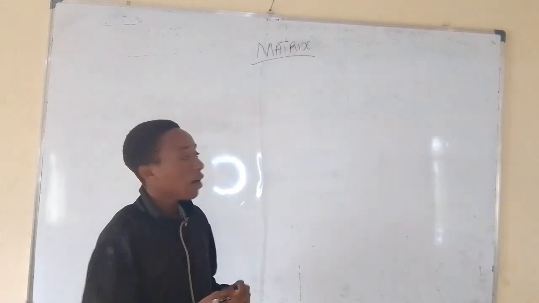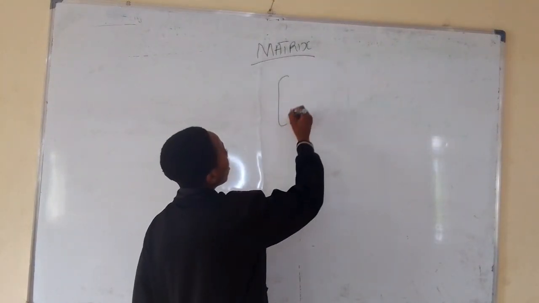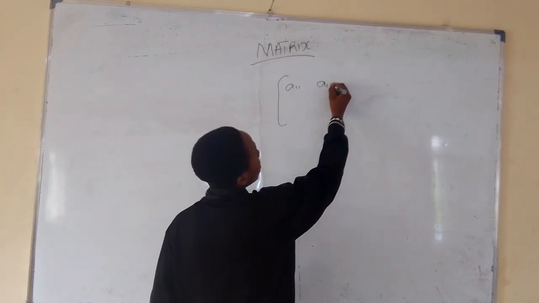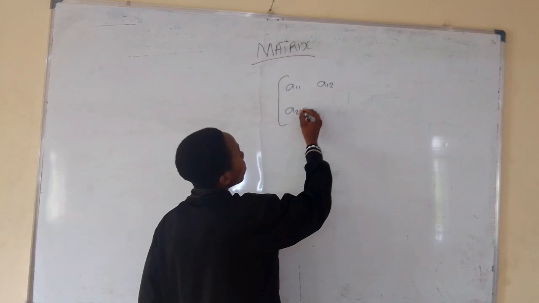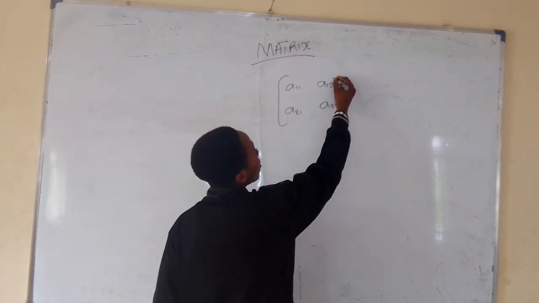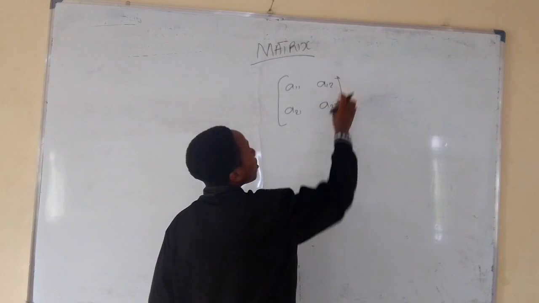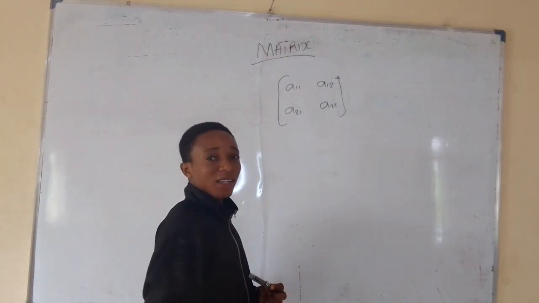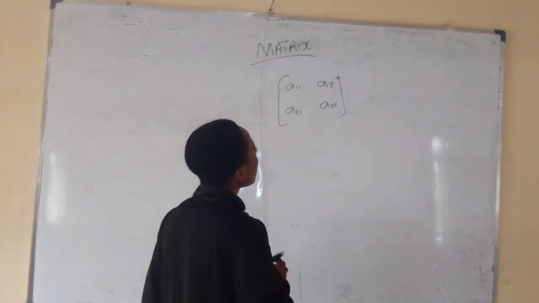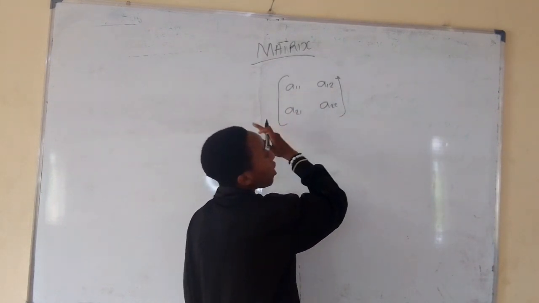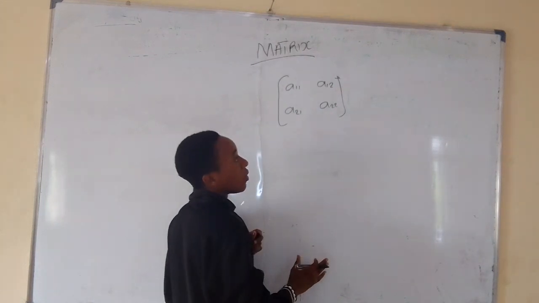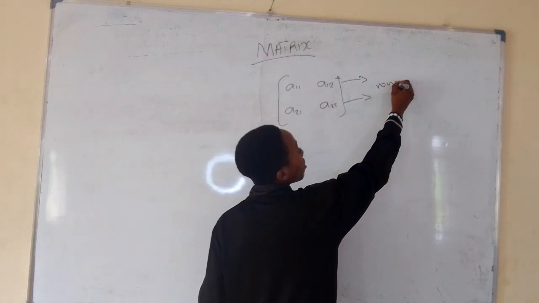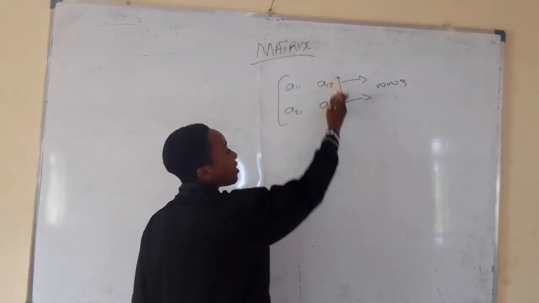So let's say for example we have something like A1,1, A1,2, A2,1, A2,2. Alright. So matrix is the arrangement of numbers and letters in rows and columns. So looking at this, we see that the row is one going like this, the column is one coming down. So we have two rows. This is our row, and this is our column.